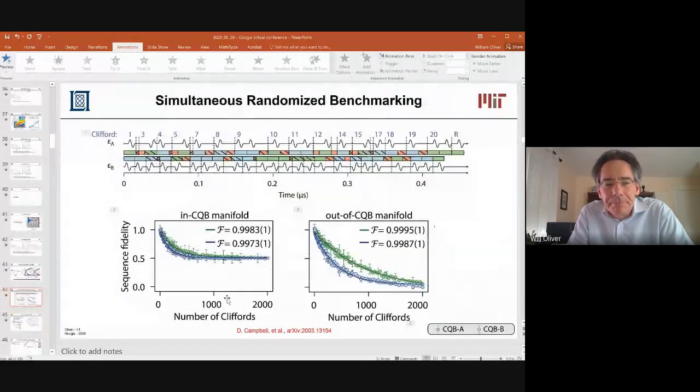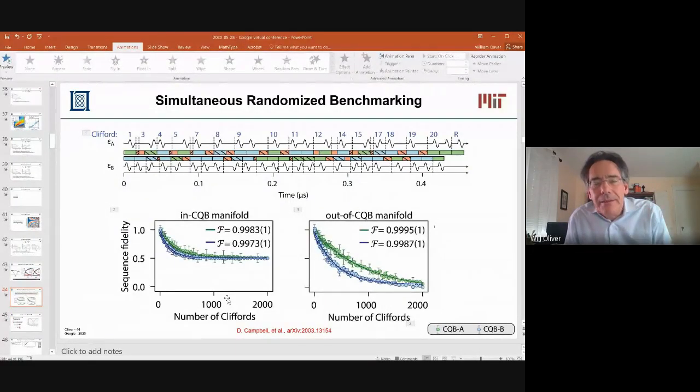So we can do simultaneous randomized benchmarking, doing it both to qubit A, so CQB-A, and CQB-B at the same time, and we just do this by concatenating these X, Y, and Z gates together, just as you would do Clifford randomized benchmarking. What you can see at the bottom is that within the manifold, we're almost 3 nines. And then out of the manifold, it's even a little bit better. I think this is all basically 3 nines roughly. So the single qubit gates look reasonable.